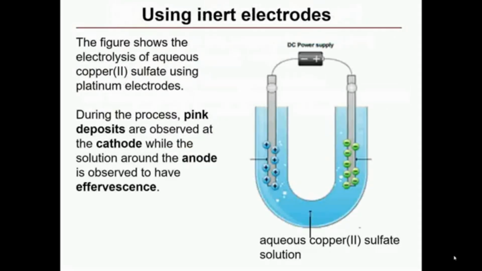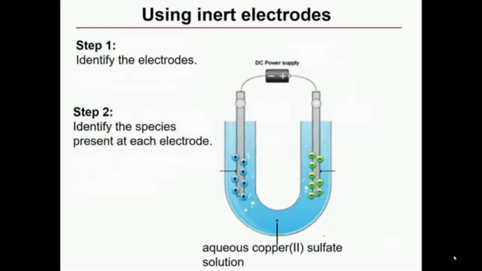Take for example, the electrolysis of aqueous copper(II) sulfate using platinum electrodes. During the process, it is observed that a pink deposit will be formed at the cathode, whereas at the anode, effervescence will be observed. Now, how would we explain this observation?